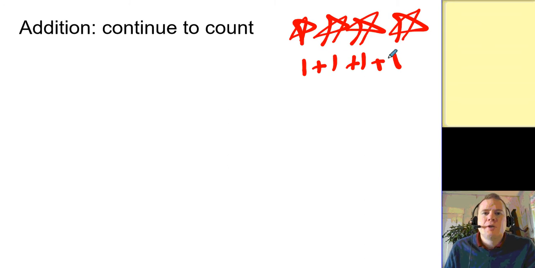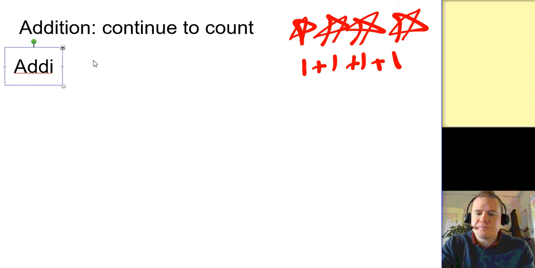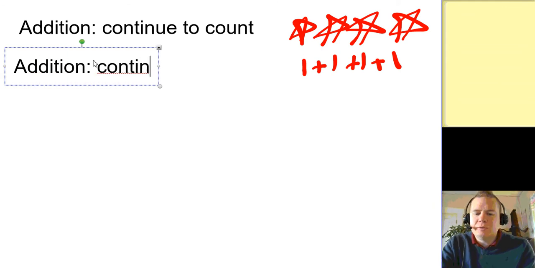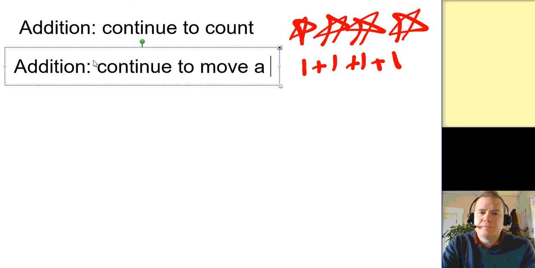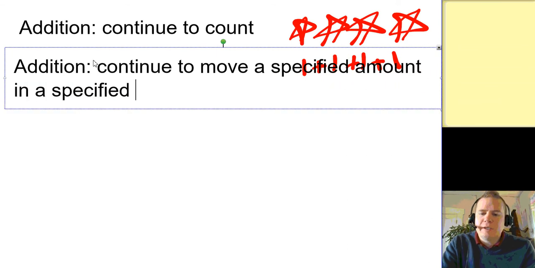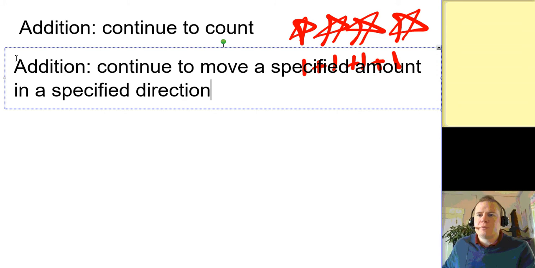That's great. But it's hard to think about that counting dealing with non-whole numbers, either with negative numbers or with fractions or decimals or even variables. So we actually need a slightly better, more robust definition. So the definition I give for addition is addition means continue to move a specified amount in a specified direction.